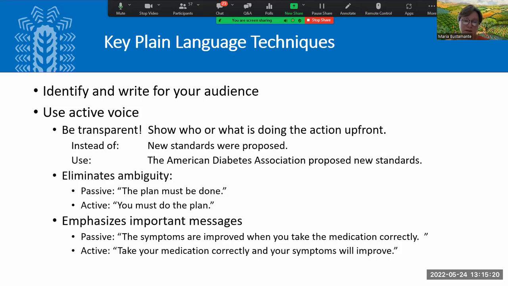Emphasize important messages. We have an example here, and so often this is used: the symptoms are improved when you take your medications correctly. Wouldn't it be much more effective to say, take your medications correctly? That is what you are trying to emphasize, and your symptoms will improve, right? A little wording changes everything.